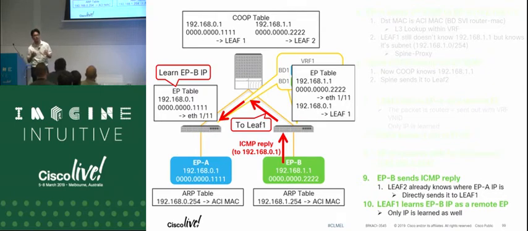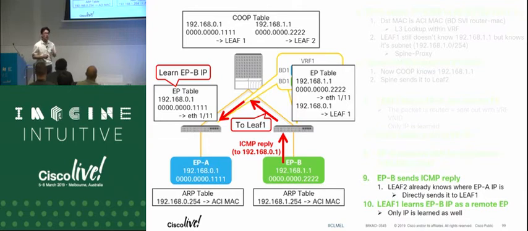We can technically get rid of it entirely and always do spine proxy, but if that happens, we always apply the contract on egress, even though we could have known that the traffic should be dropped at the ingress leaf.